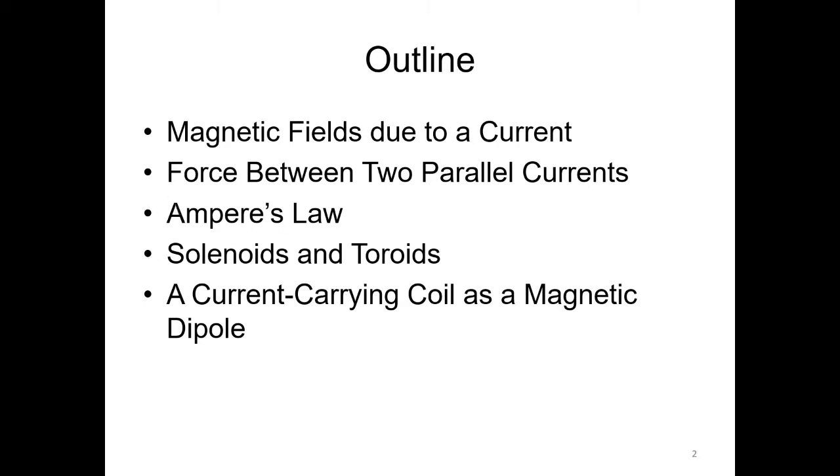Previously, you have learned Gauss's law, in this chapter we'll learn Ampere's law, and in the next chapter you'll learn Faraday's law. So actually, we'll have 4 formulas in the Maxwell equations. Two of them are Gauss's law, one is Ampere's law, and one of them is Faraday's law. So it's the Maxwell equations. And we'll talk about the solenoid and toroid, and the current coil as a magnetic dipole.